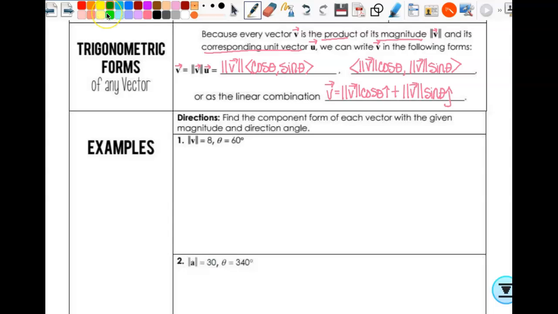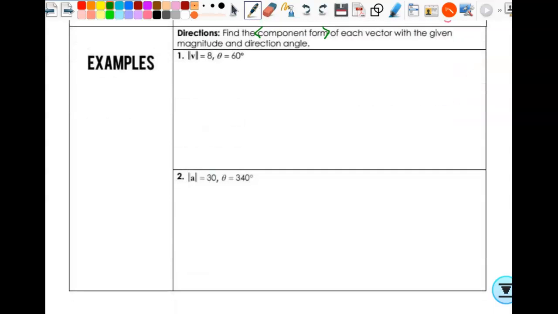All right, so now it says find the component form, and the component form is the pointy bracket form of each vector. We're given the magnitude and we're given the direction angle. So if I have the magnitude and the angle, I can just put it into this to get my vector. So vector v would be equal to the magnitude, which is 8, times the cosine of 60, and then 8 times the sine of 60.